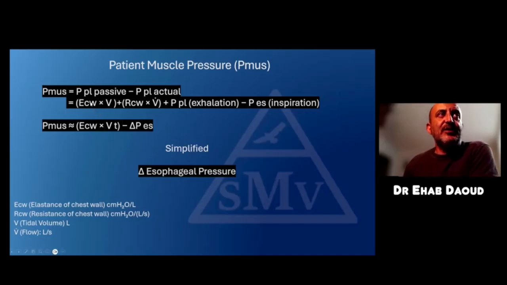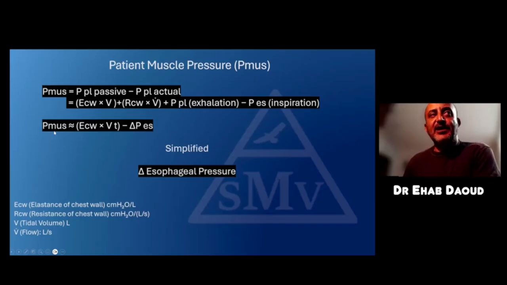But if you have the esophageal balloon, you can calculate the PMUS, which is the difference between the passive pleural pressure, meaning when the patient is totally relaxed, minus the pleural pressure when the patient takes a breath. And if you want it to be more complicated, it's the elastance of the chest wall multiplied by the volume, plus the resistance of the chest wall multiplied by the flow, plus the pleural pressure exhalation minus the pleural pressure inspiration, which, if you look at this, is basically the equation of motion.